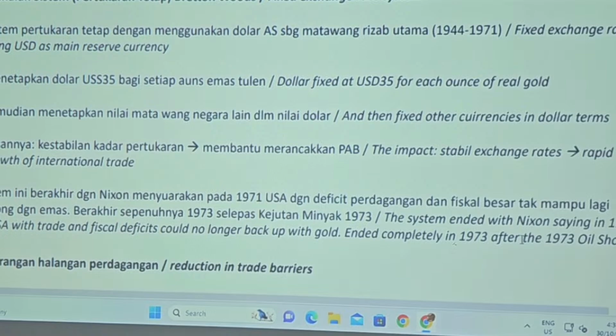It ended with American President Nixon saying in 1971 that the USA, with a trade deficit and fiscal deficit, the twin deficit at the time, could no longer back the dollar with gold. Why? For every dollar that foreigners hold, the USA must back that dollar with this exchange rate, 1/35 of an ounce of gold. Do you follow me? Or every $35.